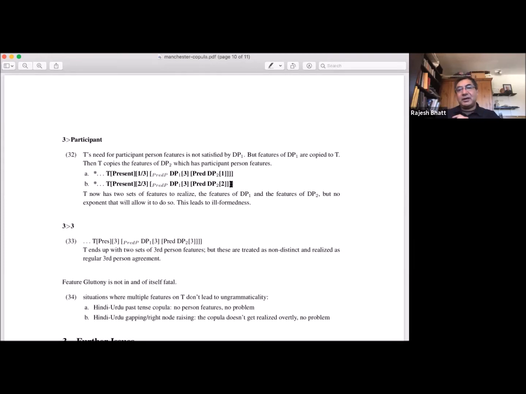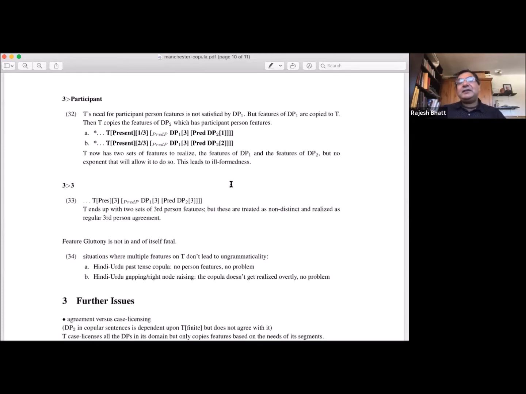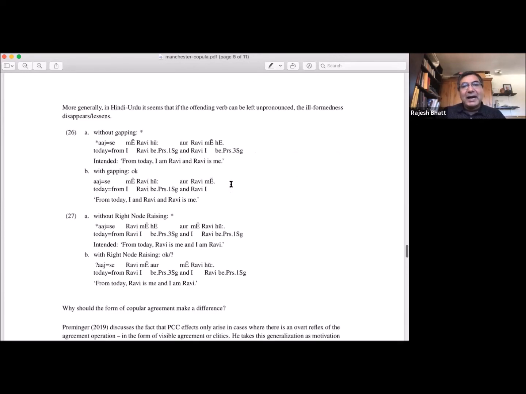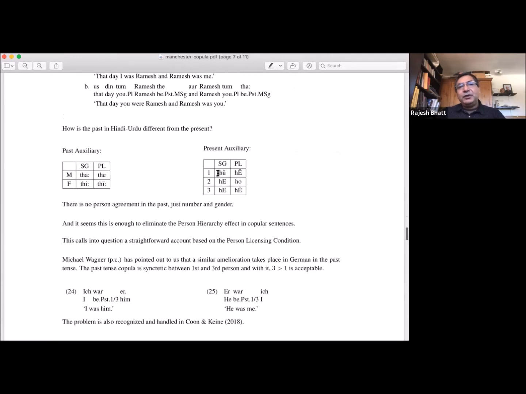And I stress, can cause trouble. It doesn't necessarily cause trouble, but it can. So why might this cause trouble? Let's look at Hindi. Let me go back to our table here. Suppose you end up with first singular and third singular features. What are you going to do? There is no exponent which will allow you to simultaneously expone first singular and third singular. That's the source of the badness. You put these two things together and the system just says, I can't do it. However, now look at German.